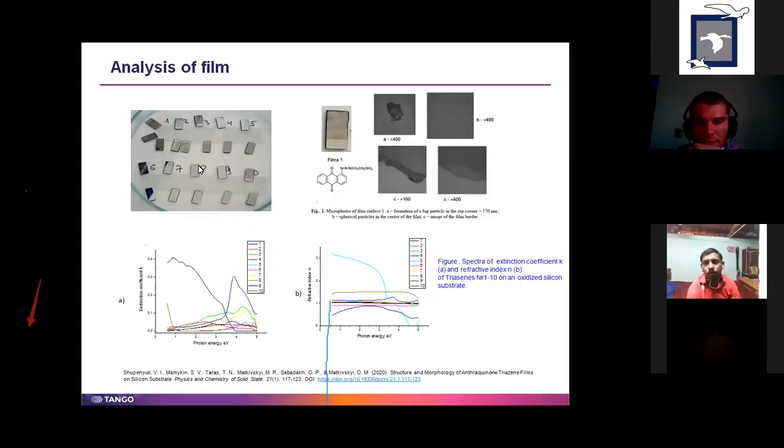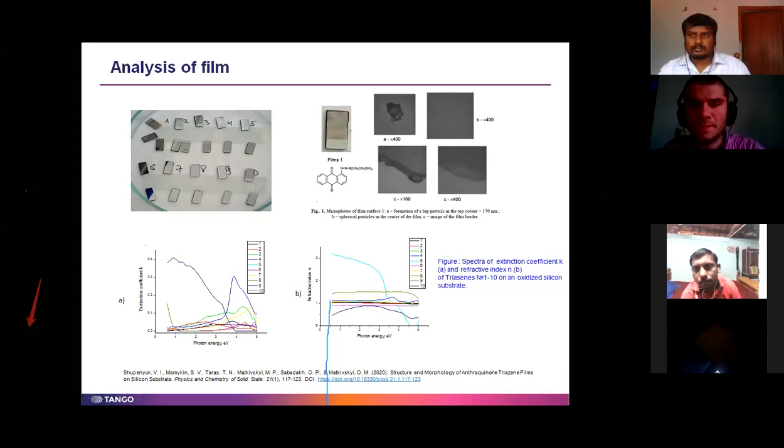In this slide you see the glass battery and nanostructure films, and some microphotos of triazines investigated by microhardness meters. You see the formation of big particles in the top corner, and you see the image of the body was CO2 plus triazines.